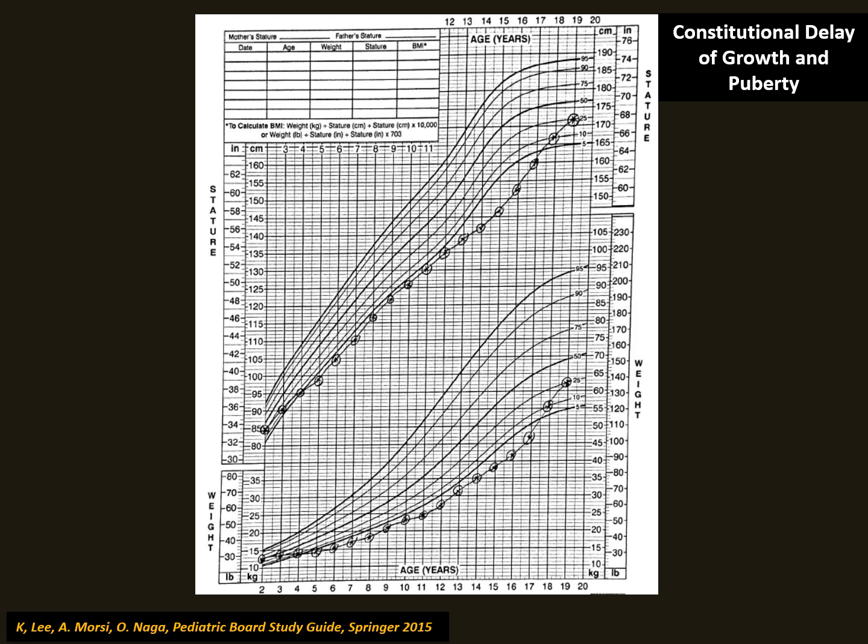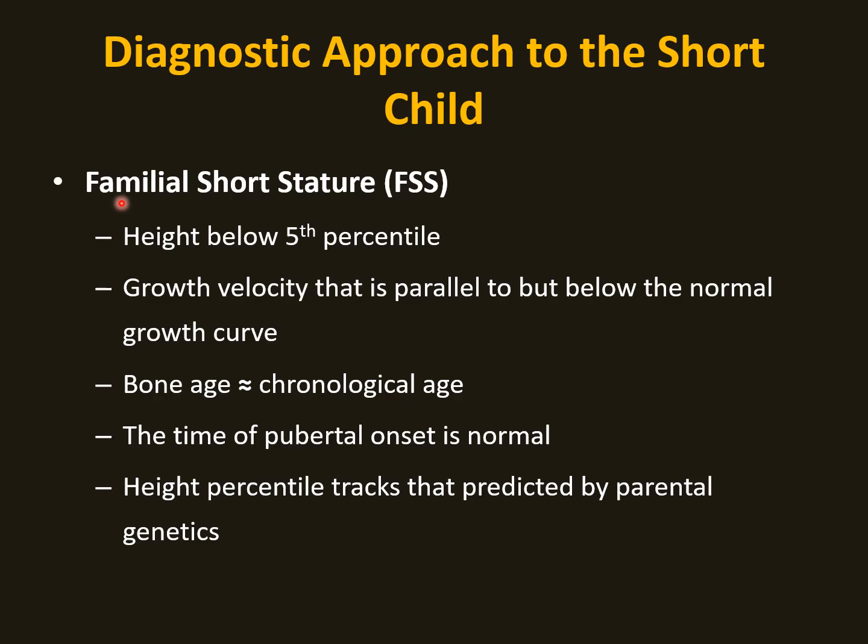The next important linear growth abnormality is familial short stature. You will see here the height is below the 5th percentile, and the growth velocity is parallel but below the normal growth curve. The bone age is approximately equal to the chronological age. The time of pubertal onset is normal, and the height percentile tracks what is predicted by the parental genetics. So the child will be short, similar to the parents.